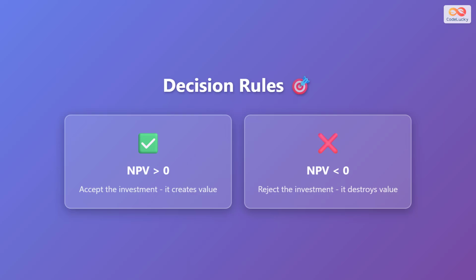Finally, let's discuss how to use NPV for decision-making. The rules are straightforward. If NPV is greater than 0, accept the investment because it creates value and generates returns above your required rate. If NPV is less than 0, reject the investment because it destroys value and fails to meet your required return threshold. In our example, the NPV was negative $210, so you should reject this investment.